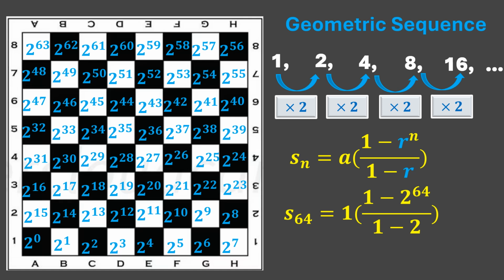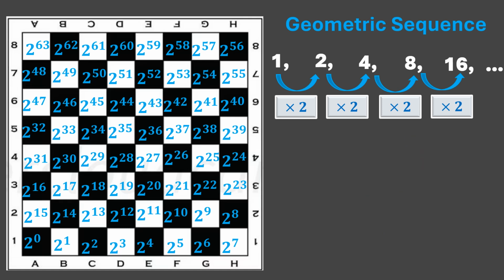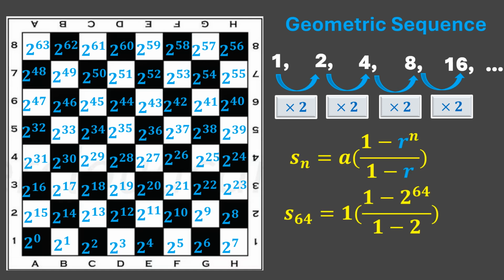If you substitute the numbers in the calculator, you are going to get a huge astronomical sum of 18 quintillion, 446 quadrillion, 744 trillion, 73 billion, 709 million, 551,615, which turned out to be much greater than what the king could provide.